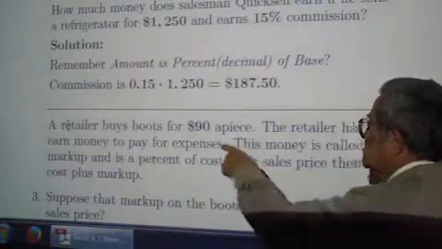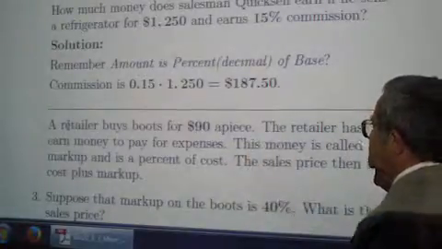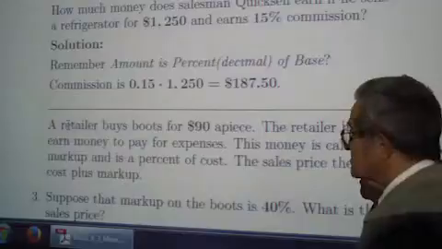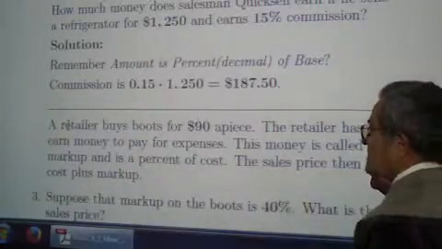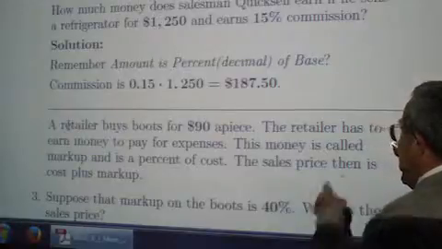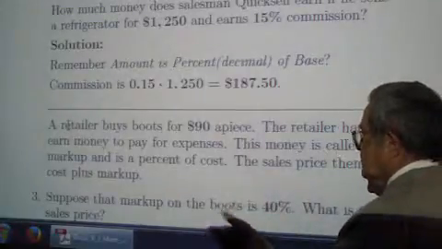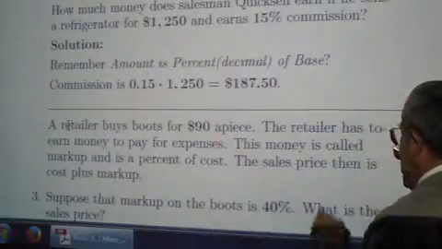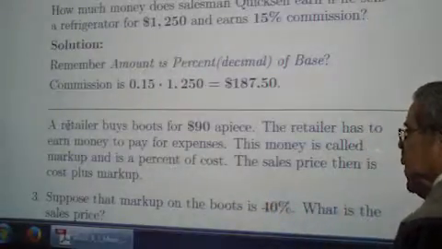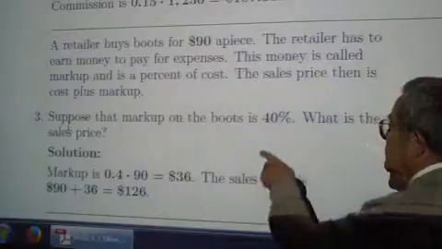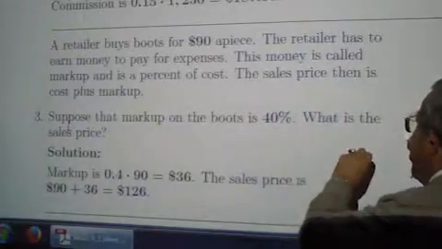A retailer buys boots for $90 a piece, meaning a pair, not one of a pair. The retailer has to earn money to pay for expenses. This money is called markup, and it is a percent of the cost. The sales price then is a cost plus a markup. Okay? Suppose that markup on the boots is 40%.